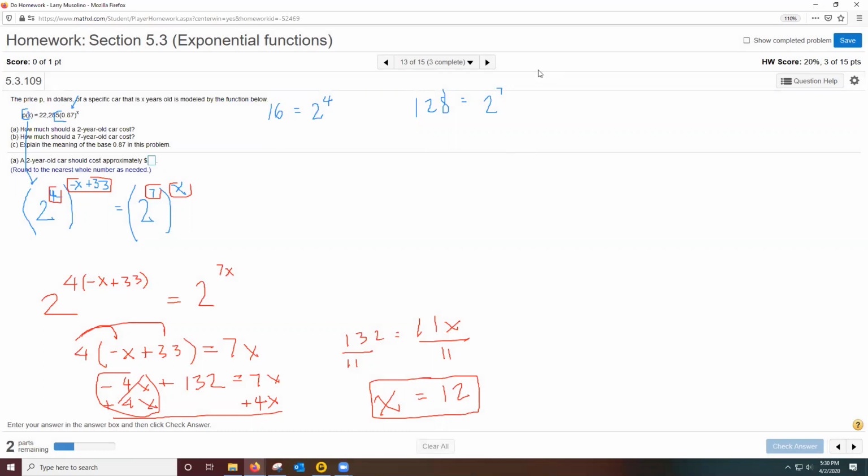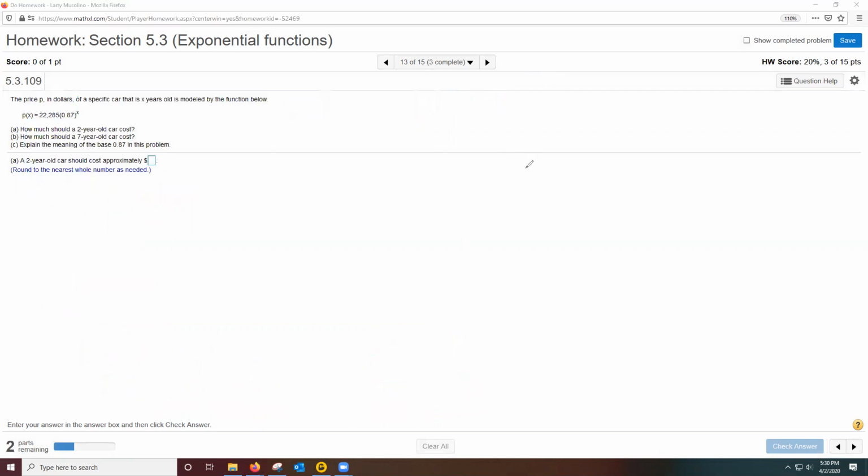How about if we look at another question that involves exponential functions? All right, so this one is giving us the price of a car that's X years old. And it says, how much should a 2-year-old car cost? Well, X is really the age of the car. So in part A, what they're really telling us is X equals 2. So what they're asking us to calculate then is P of 2, because they want to know what's the price of a 2-year-old car. That really means X is 2.